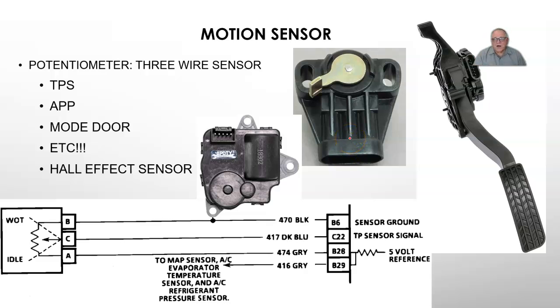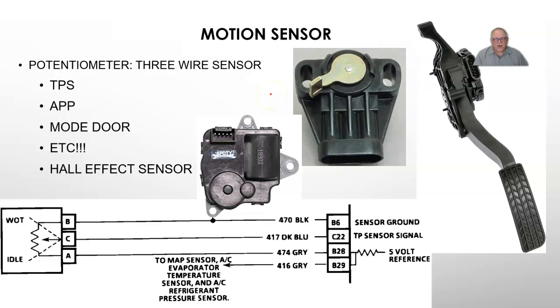I have seen potentiometers on seats when you have a memory seat function, and I've seen them on the steering column. They are located in multiple places. A short list here: the throttle position sensor, which is this one right here, so the computer can know what position you've requested with the throttle.